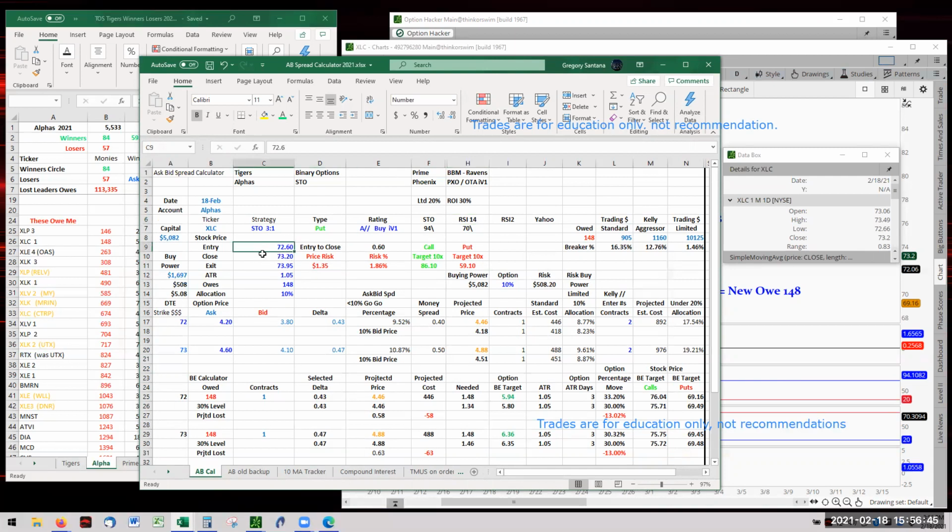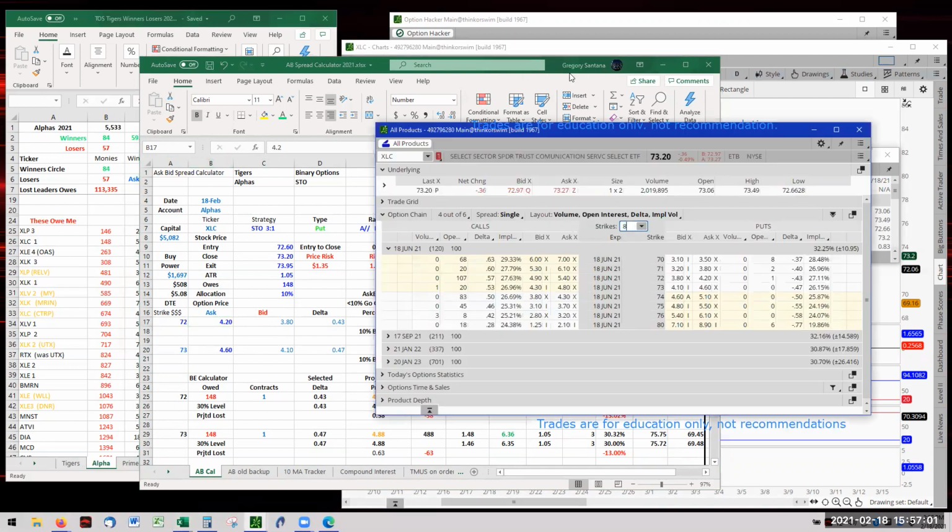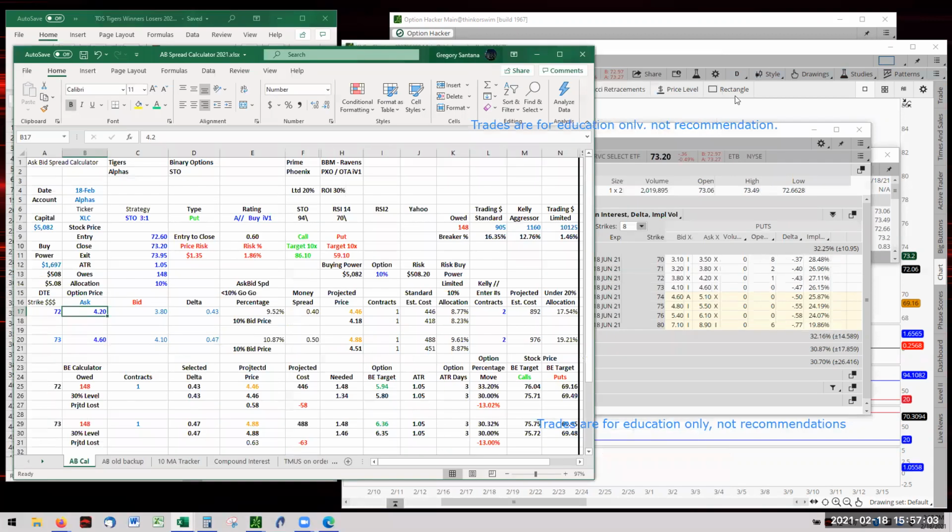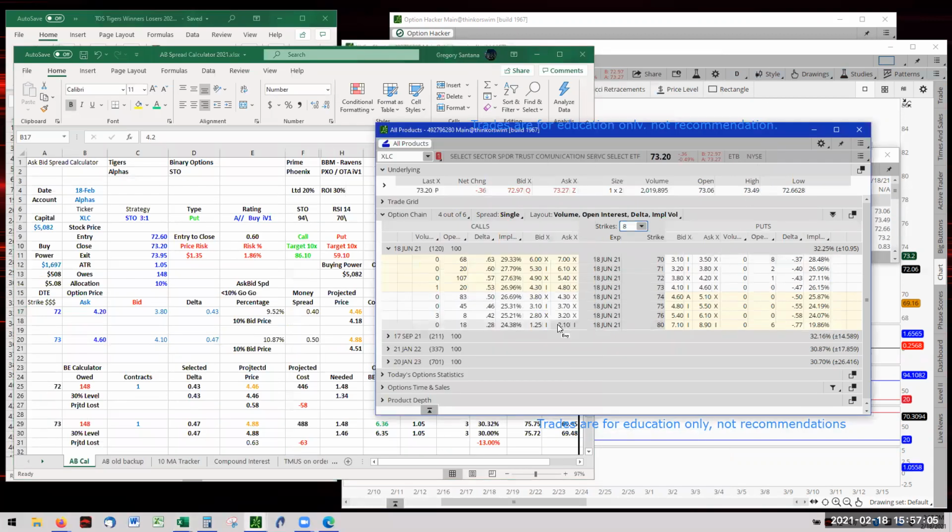Then I have put in my entry, my close date, my exit, the ATR, and how much it owes, and then I have the 10% allocation because this is under 25,000. Now I put in from the options chain. From the options chain, you can then see what I put in.